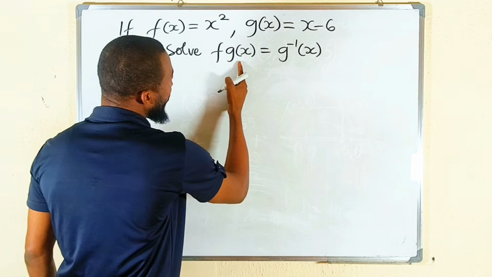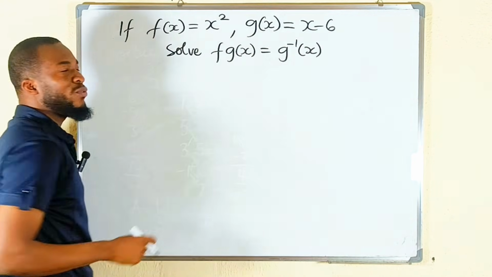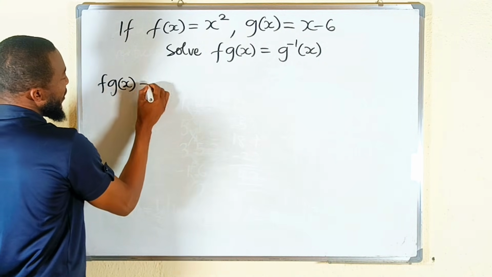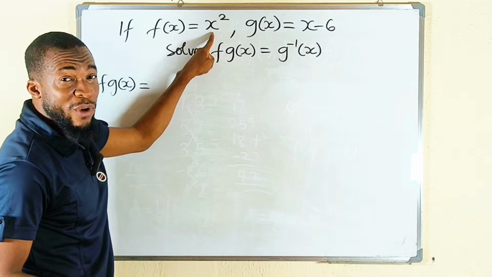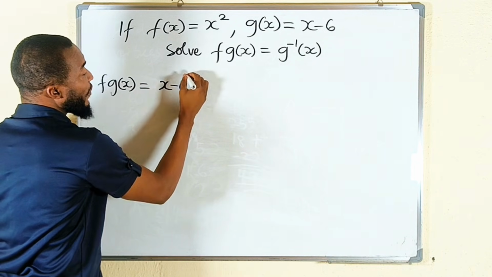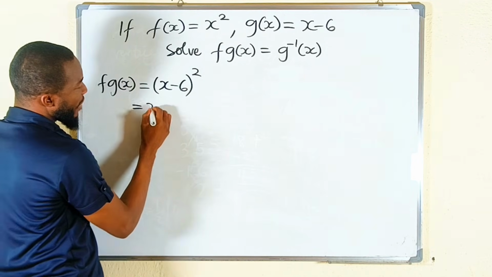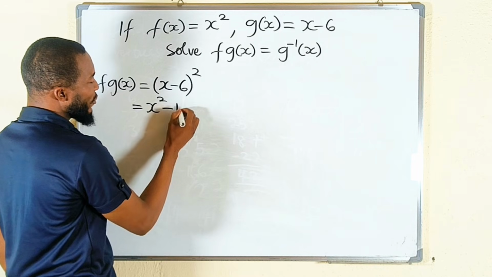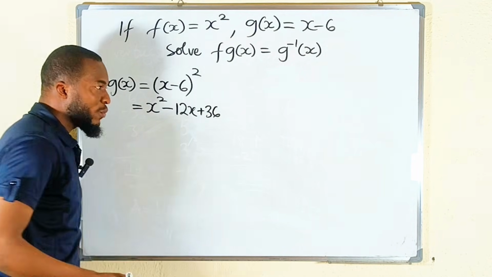F of g of x implies you should take the whole of g, which is x minus 6, and plug it into f. So f of g of x is equal to, you take x minus 6 and plug it into wherever you have x in f. So this is x minus 6 in place of x, but our x has a power of 2. You can expand it. This is x squared, first times second, minus 2 times this will give us 12x. Then negative 6 squared is 36. All right, we are done with this one.